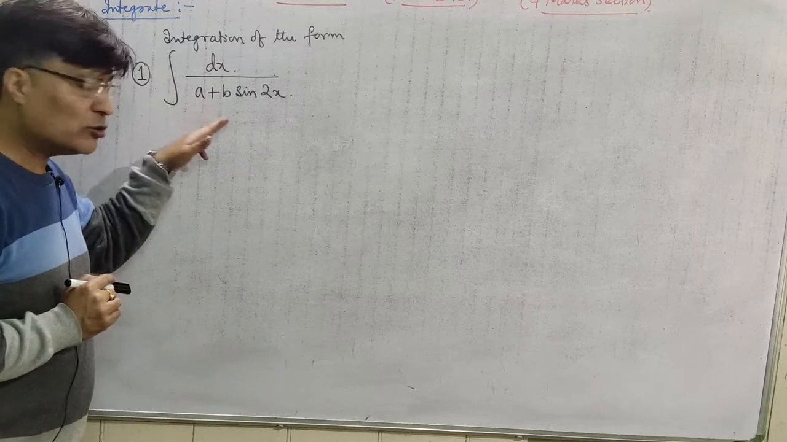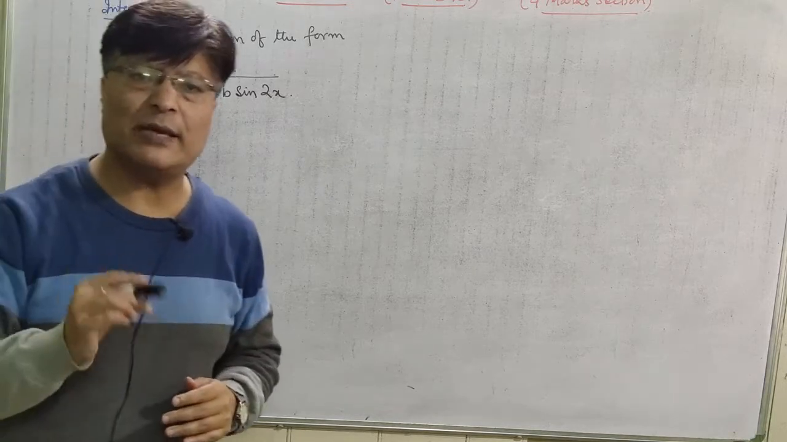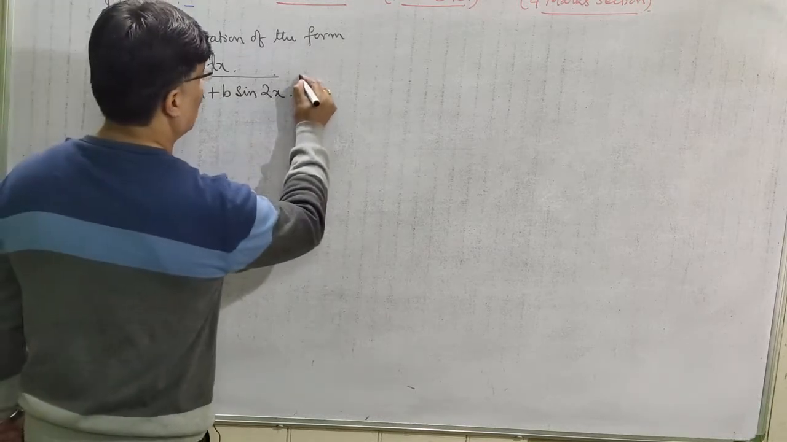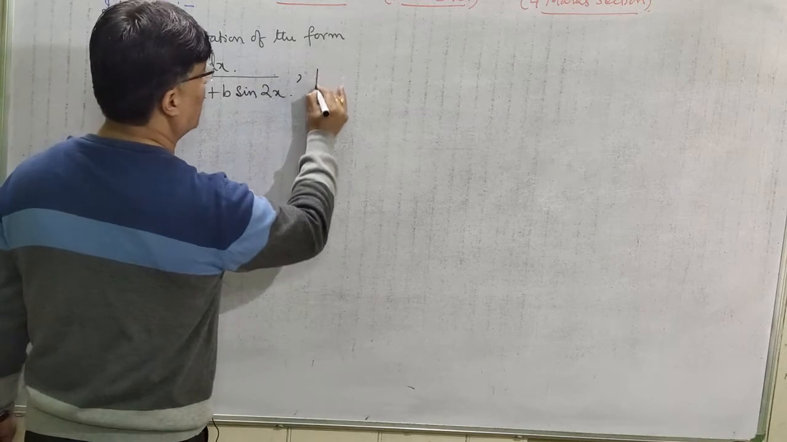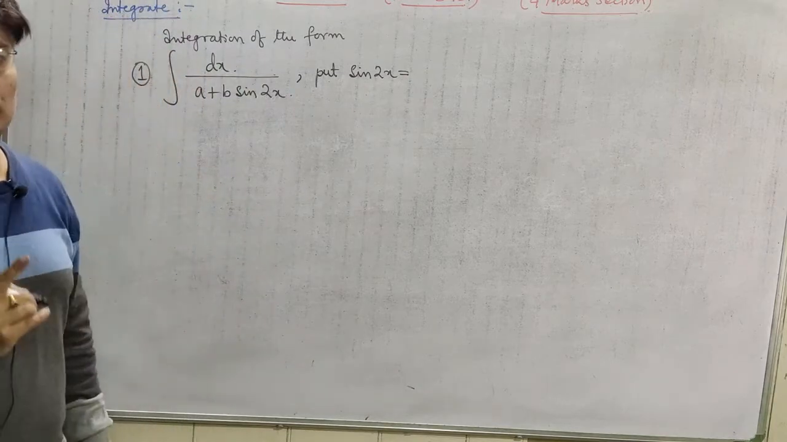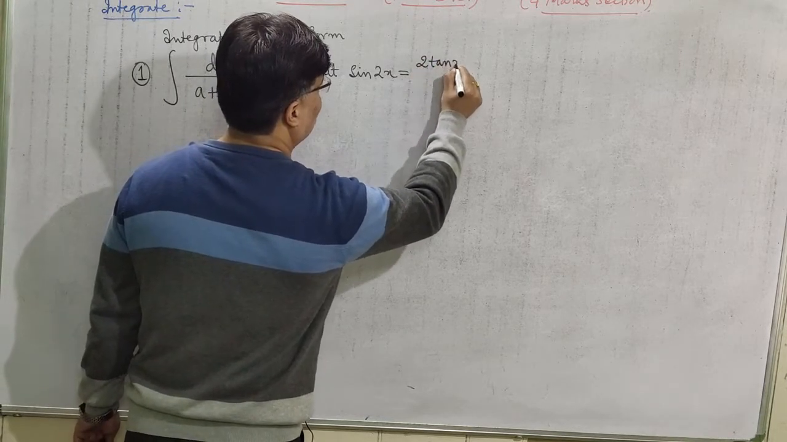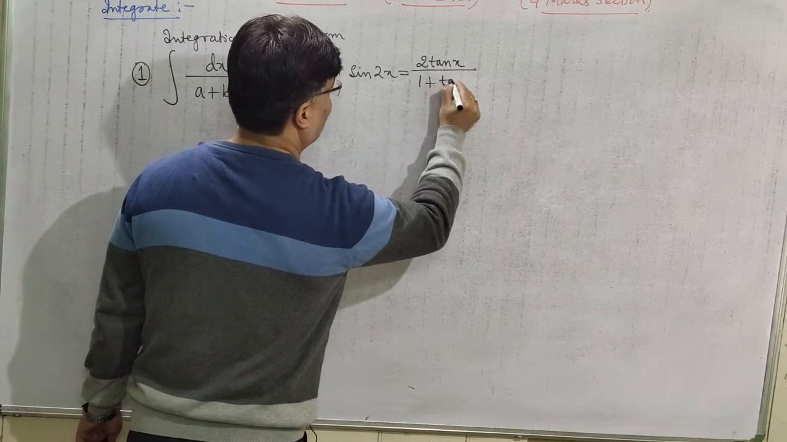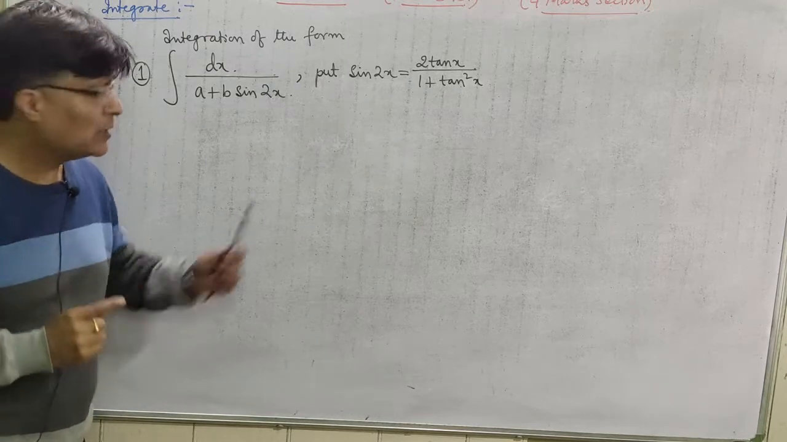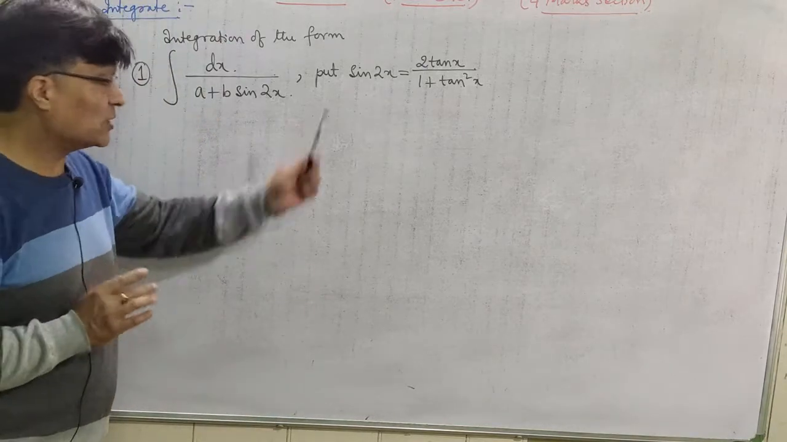In order to evaluate this integration, let us first simplify 1 upon a plus b sine 2x. How can we simplify this? We can use the formula of sine 2x in terms of tan x. Whenever you have such type of integration, you always put sine 2x in terms of tan x. You know this formula from multiple angles. What is sine 2x in terms of tan x? It is 2 tan x divided by 1 plus tan square x. You can easily evaluate this integration if you put sine 2x equal to 2 tan x divided by 1 plus tan square x. Is that understood now? So this is the method.